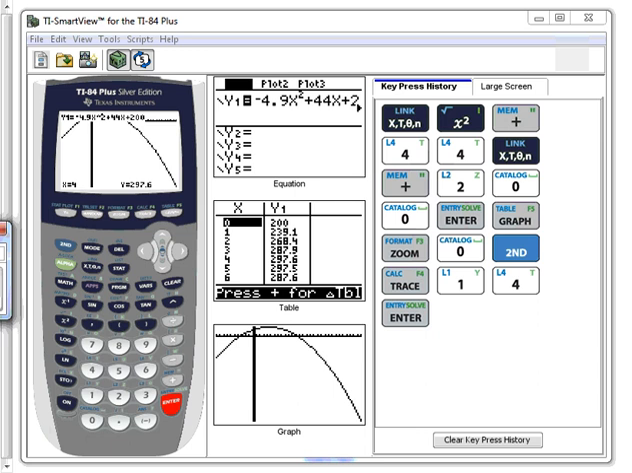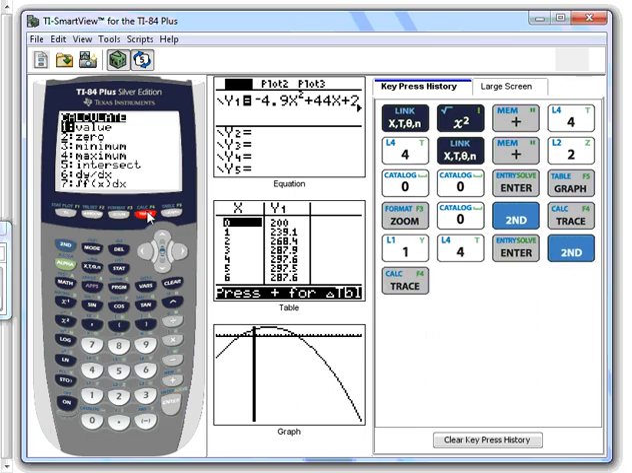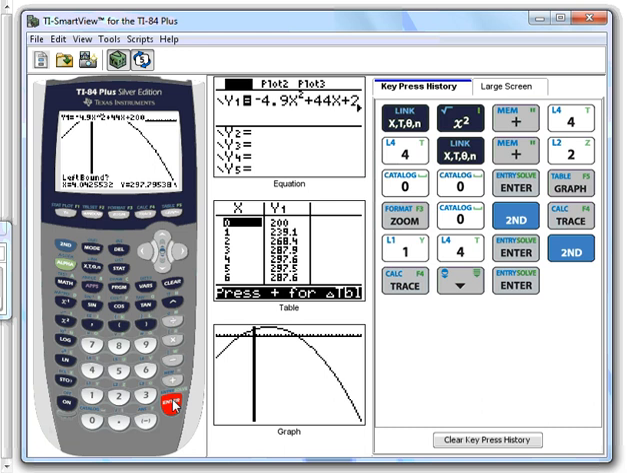So we're going to go into second, calculate the 0. See that? Calculating the 0 of the graph. And now it's asked me a question. It says left bound, question mark. What it wants me to do is go to the left of the 0 that I'm trying to find, and then I go to the right of the 0 I'm trying to find, and then I hit enter.